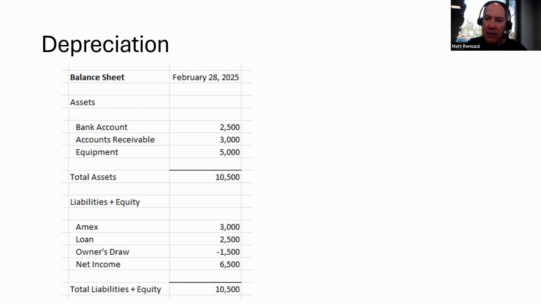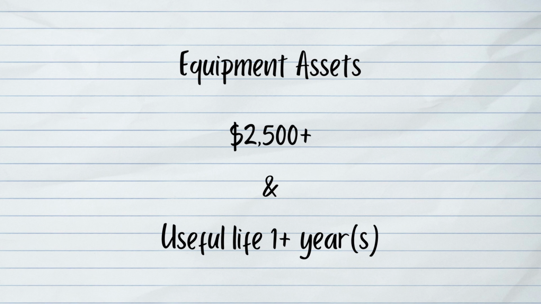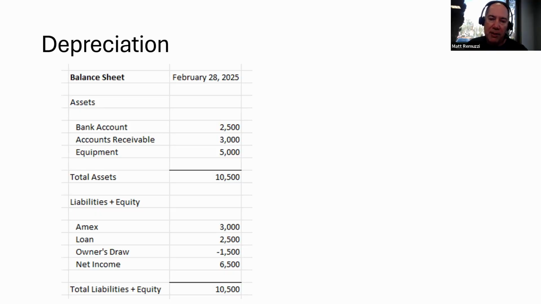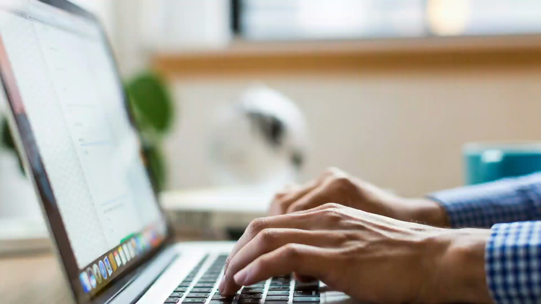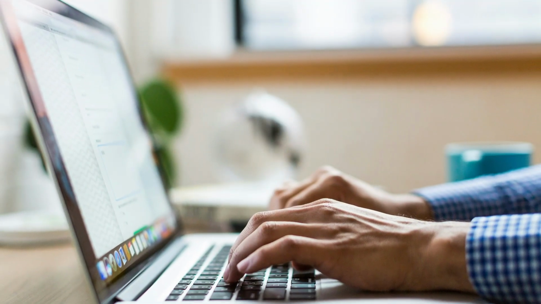So this is the same balance sheet we were just looking at. You can see we have $5,000 of equipment that we bought. Normally, for assets, when we're talking about equipment, we want to put things on there that are $2,500 or more and have a useful life of 1 year or more. So something that's $500, even if you're going to use it for the next 5 years, like a used laptop, we generally would just count as an expense, not count as an asset.